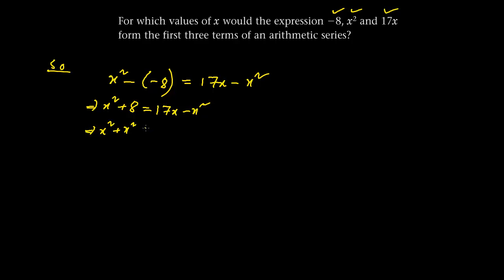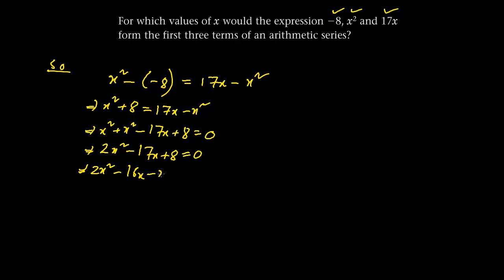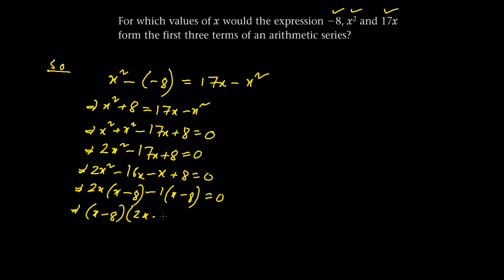So this is x squared plus x squared, and if you bring the 17x to the other side, minus 17x plus 8 equals 0. So this would be 2x squared minus 17x plus 8 equals 0. 8 times 2 is 16, so this would be 2x squared minus 16x minus x plus 8 equals 0. If we take 2x common, this would be x minus 8, and minus 1 times x minus 8 equals 0. So this would be x minus 8, and this would be 2x minus 1 equals 0. Therefore, x equals 8 or x equals half.